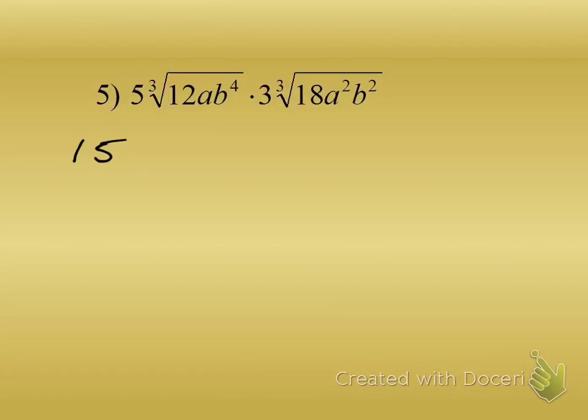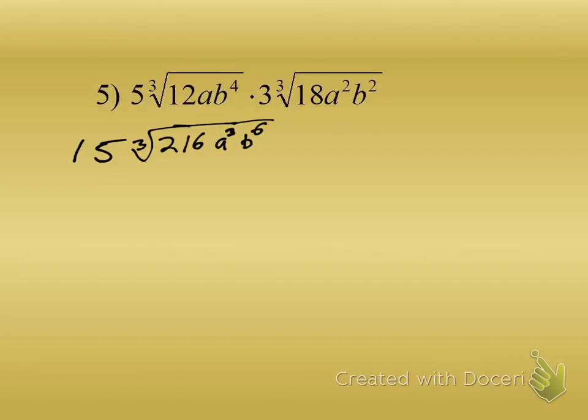Now, the index is notation, so it doesn't change. When you multiply a cube root with a cube root, it stays a cube root. What's 12 times 18? Anybody got that off the top of their head? Or off a calculator? 216? And then we do a times a squared to give us a to the 3rd, b to the 4th times b squared to give us b to the 6th. So you just multiply the outsides together, multiply the insides together.